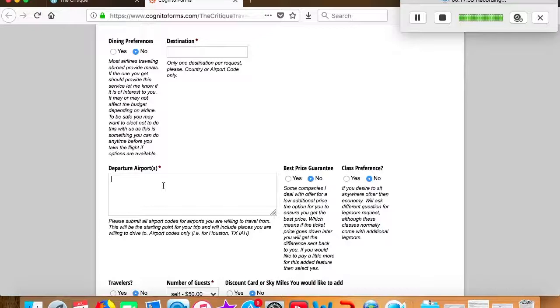But I do need to know which airports you're willing to depart from. And the more airports you're willing to depart from, the greater your chances are of getting a favorable budget or favorable rate. Again, we're not talking about pennies that you're going to save. We're talking about hundreds of dollars.